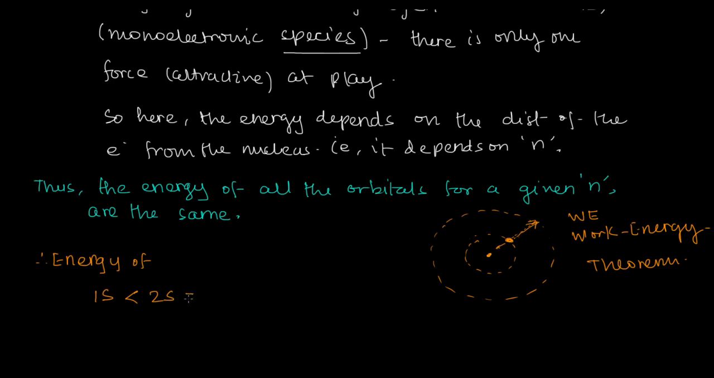And how about 2p? There is a 2p as well. So 2p will have the same energy. Only the distance matters. Now this will be less than 3s. And once we come to 3s, how many subshells are there? s, p, d: 3s, 3p, 3d. They will be the same, which is again less than 4s, which will be equal to 4p, equal to 4d, equal to 4f.